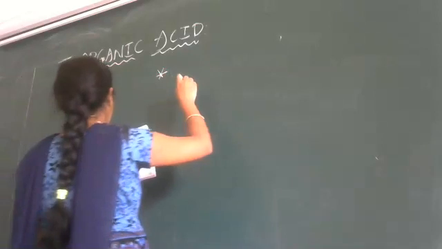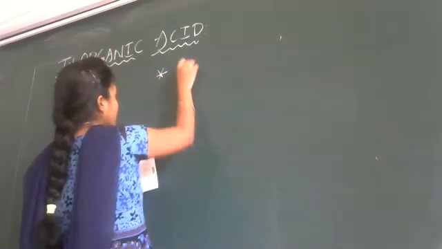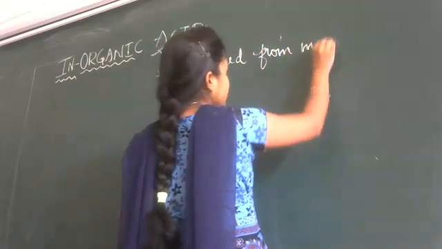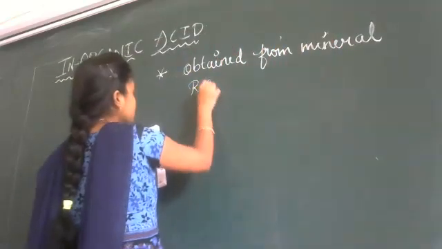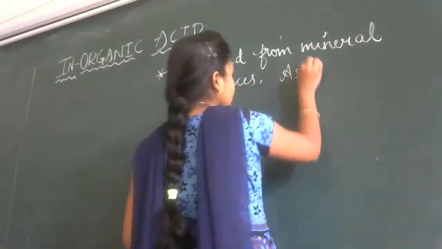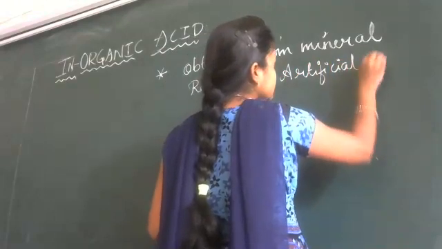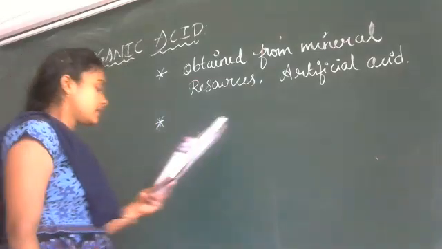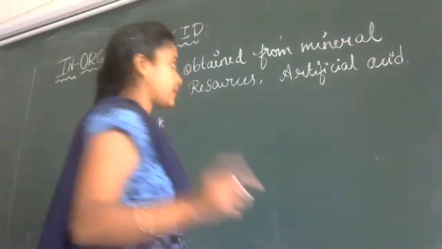And now we discuss inorganic acid. So before discussing this, I'll write some points. These are obtained from mineral resources, and these inorganic acids are also called artificial acids. Why these are called artificial acids, I'll explain to you. And the second point is these acids contain at least one hydrogen atom but no carbon atom.